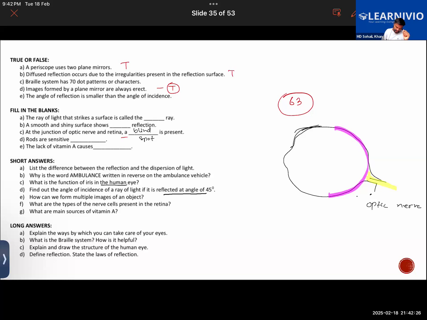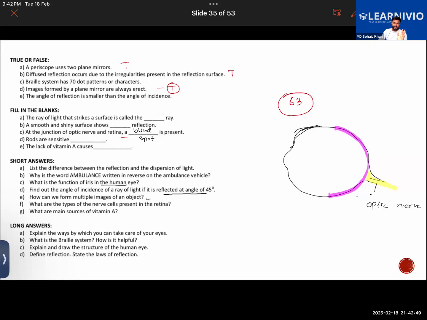How can we form multiple images of an object? Persistence of vision. That's a different thing. It's talking about multiple images.